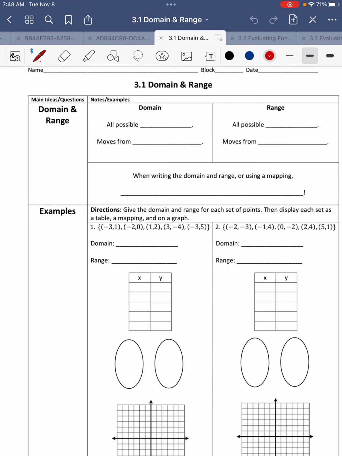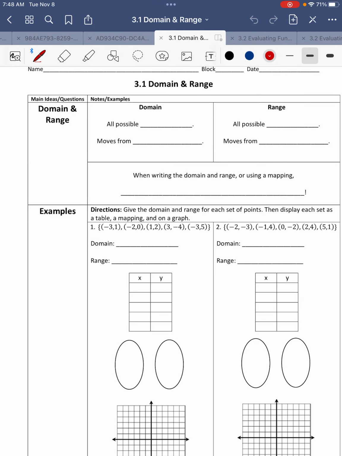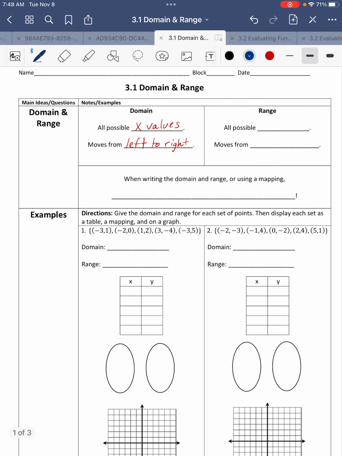All right, let's do 3.1, which is domain and range. So domain are all possible x values, and always move from left to right. Think about the x-axis, that's left to right. The range are all the possible y values of a function. And this always moves, thinking the y-axis, from the bottom to the top.